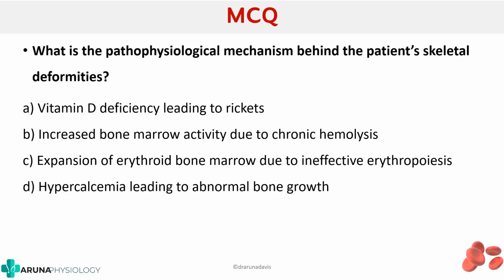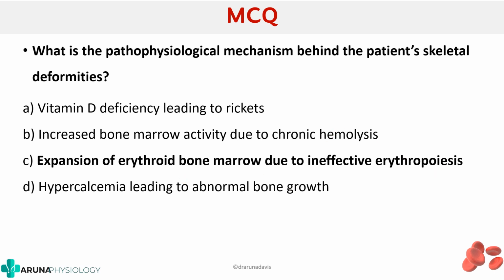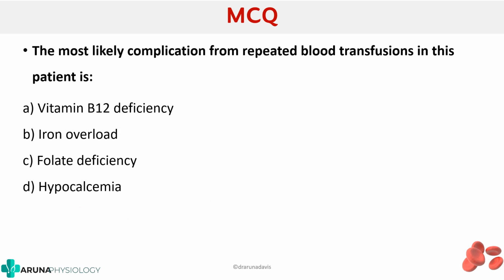What is the pathophysiological mechanism behind this patient's skeletal deformities? Is it due to vitamin D deficiency? No. Is it due to increased bone marrow activity due to chronic hemolysis? Sort of. Expansion of erythroid bone marrow due to ineffective erythropoiesis? Well, that is the correct answer. There is an expansion of the erythroid bone marrow due to ineffective erythropoiesis, and it's not due to hypercalcemia. What is the most likely complication from repeated blood transfusion? This is a direct question. It's iron overload.